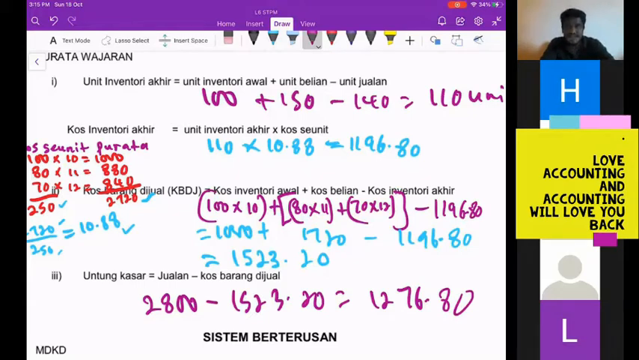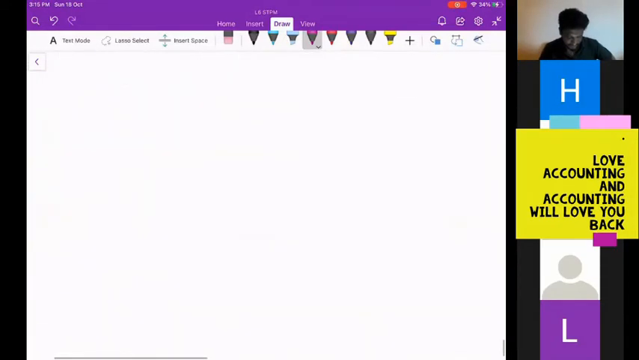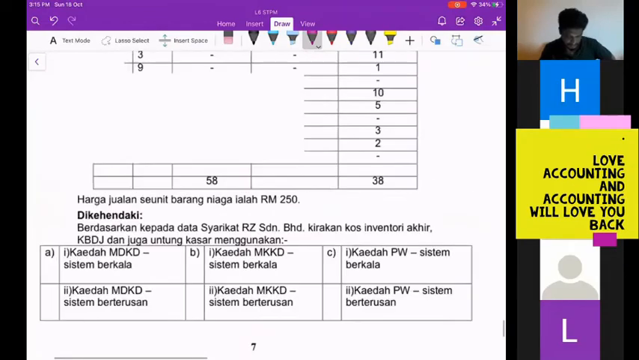All good? Ini adalah kaedah berkala. Kaedah berkala, tiga method lah: MDKD, MKKD, and purata wajaran, dan mengikut sistem berkala. Can I continue? Yes, sir. Yes. Okay.